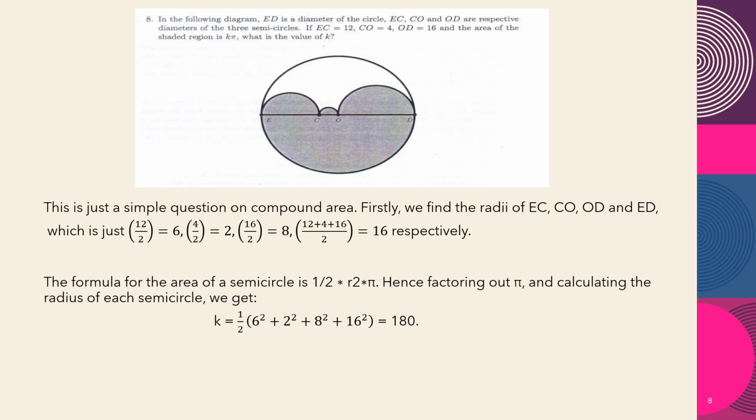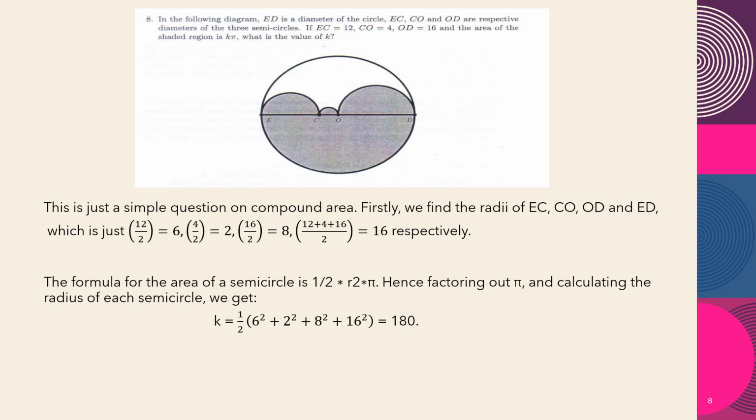Now, the formula of the area of a semicircle is half times pi r squared. I apologize for the formatting. I don't know why it's like this, but it's supposed to be half pi r squared, because we know that the area of a circle is pi r squared, so we just divide it by 2.